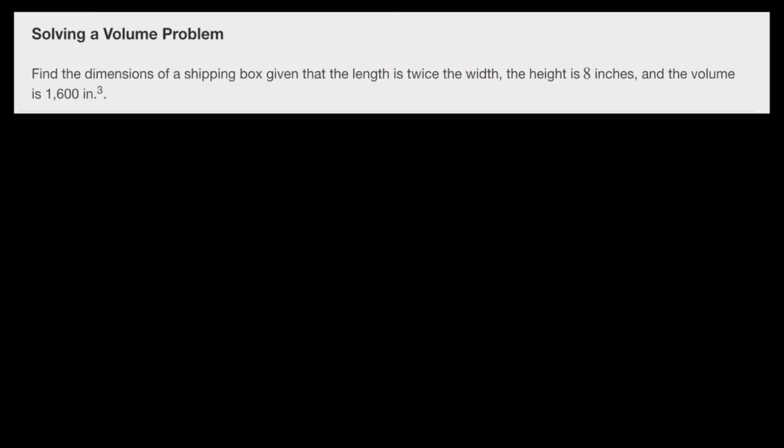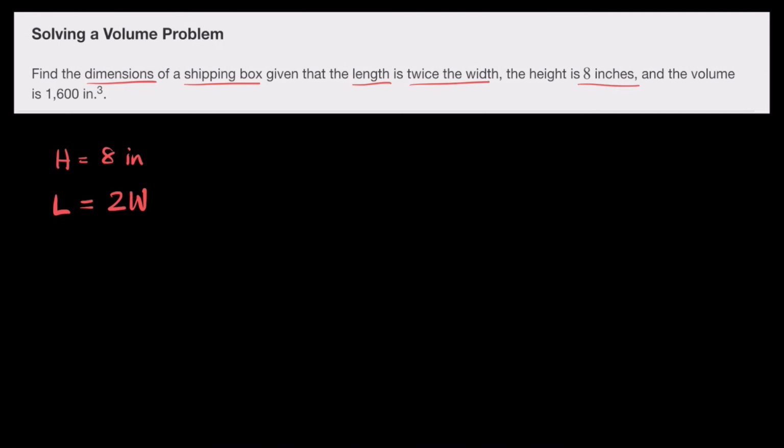So let's try and solve the last type of this problem, which is here the volume. So here find the dimensions of a shipping box given that length is twice the width and the height is 8 inches. So the height is given, which is 8 inches. Length is twice the width. Remember the value twice. Twice means 2 times. So length is twice the width.